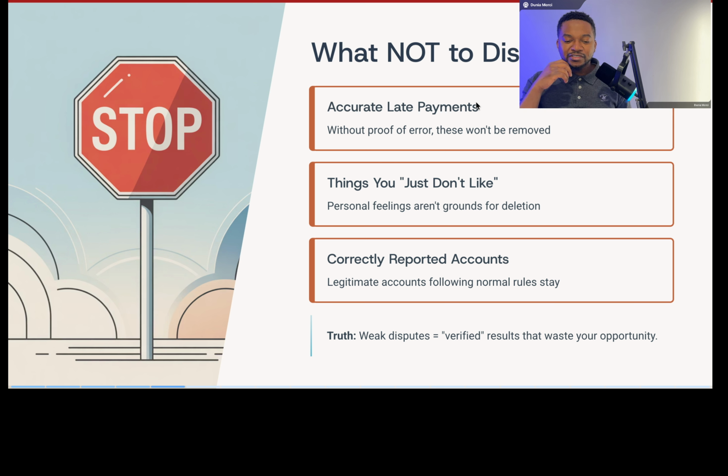And you don't want to dispute saying, I don't like this account, or this account is hurting me personally, when you have not provided any evidence of the account being wrong. So when you are disputing, you are going after the accuracy of the account, unless the account is not yours. If the account is not yours, that's an easy win, right? Because the account is not yours. If it's in someone else's name, or it belongs to another address that you never lived at, it's easy to get those removed, right?